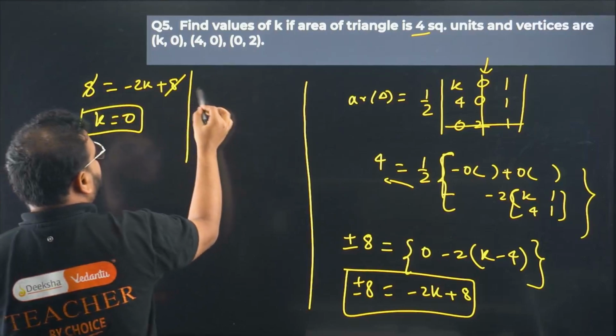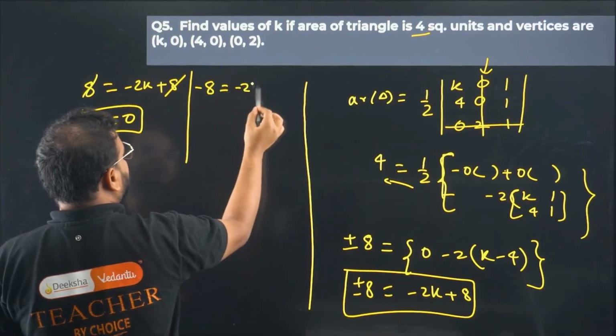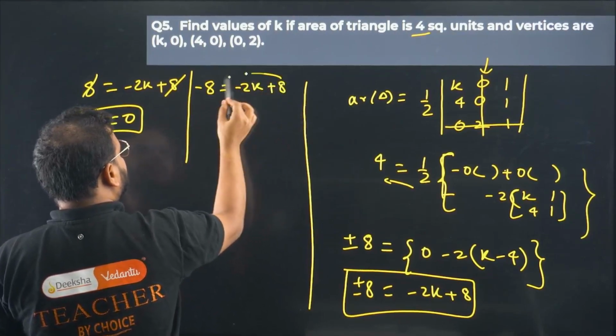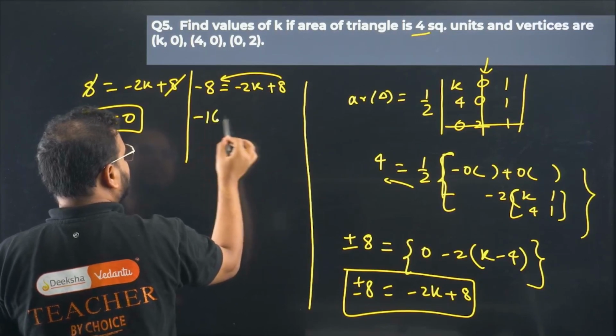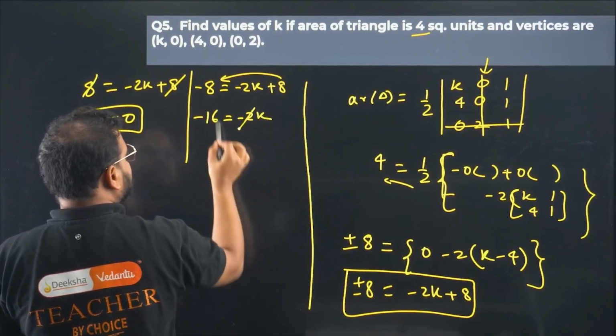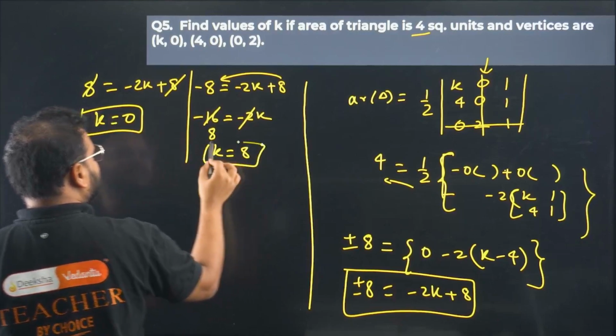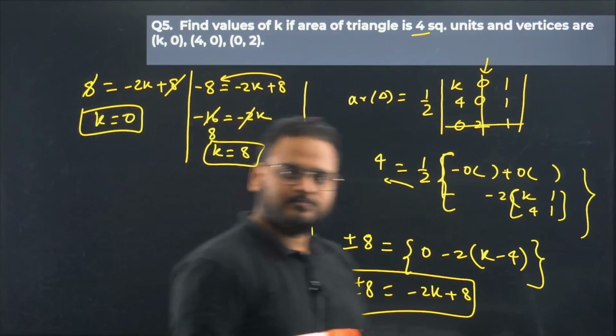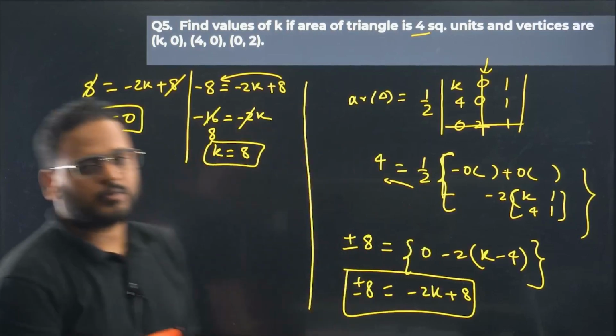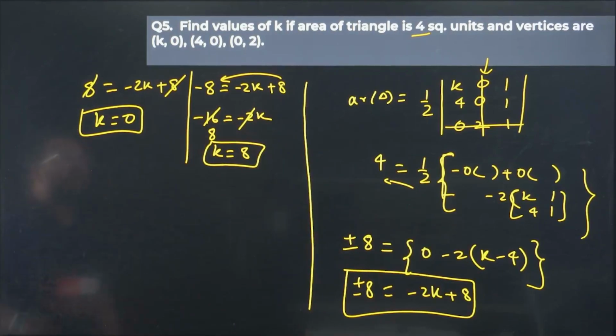Next one, we have minus 8 equals to minus 2k plus 8. Bring 8 to this side, we get minus 16 equals to minus 2k. Cancel these two, we get 8 over here. Hence the k value is 8. These are simple calculations. I know you can do it. Please have a look. Question number 5 is done. The answer is k equal to 0 or 8.